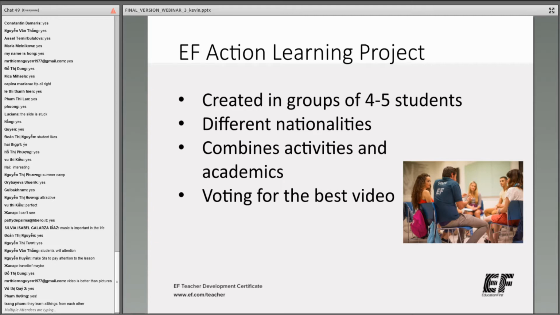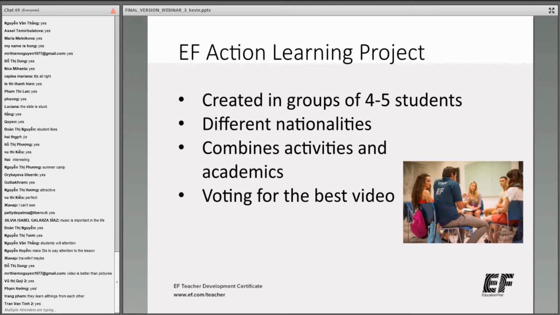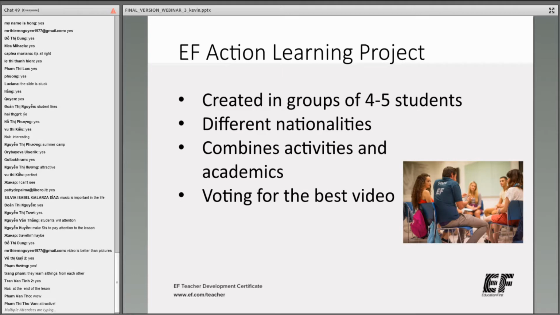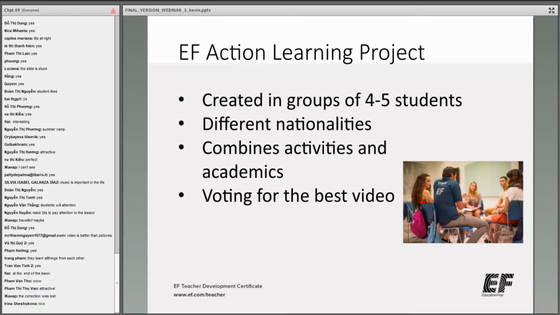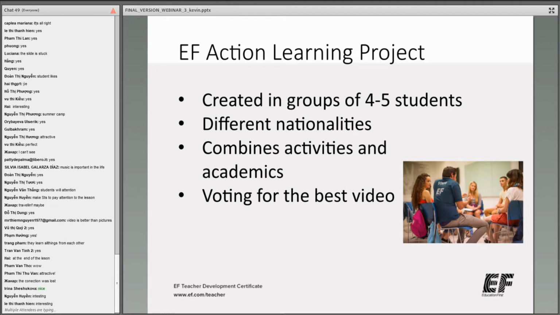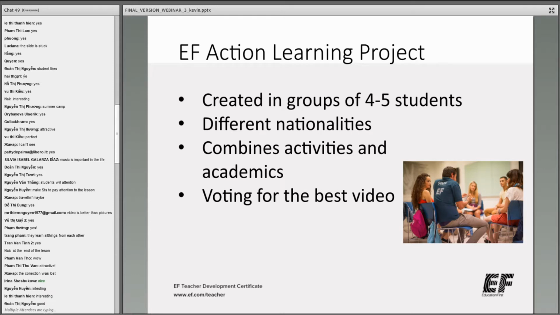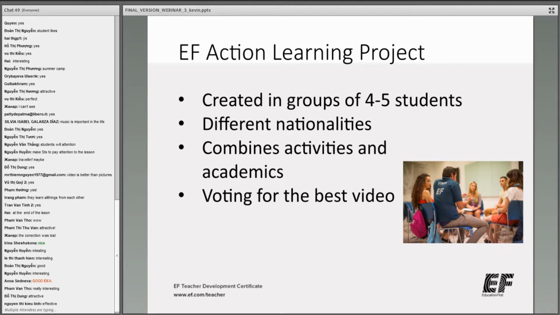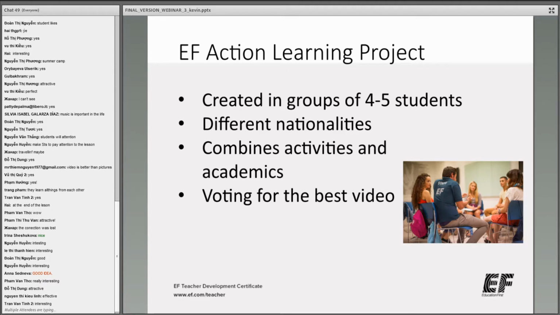It is also created in groups of 4 to 5 students, and the students are from different nationalities. That is a key point. We want students to meet new students from different countries with different cultures, etc. And by doing this, it's the perfect way to have students immersed in the EF environment, where learning English is not just something that you do inside the classroom, but something that you take with you outside of the classroom and use in the real world. That is what we want our students to be able to do. So this EF Action Learning Project combines activities and academics.